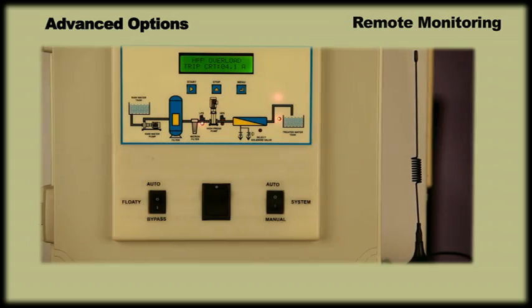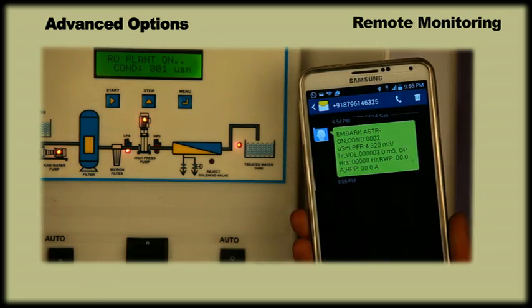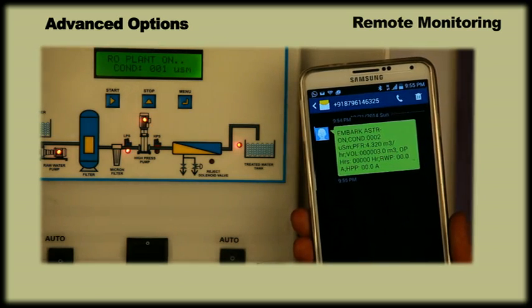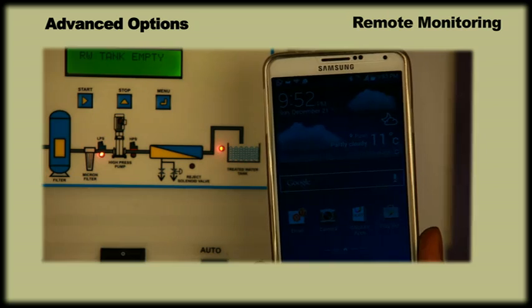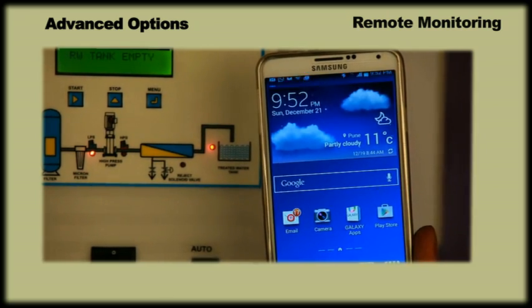Remote monitoring panel. Our control panel is also optionally available with a remote monitoring facility. The panel SMSs all the operating parameters such as conductivity, flow, motor current and operating hours at a preset interval. It also gives instantaneous alerts to the operator of any fault that might occur in the system.